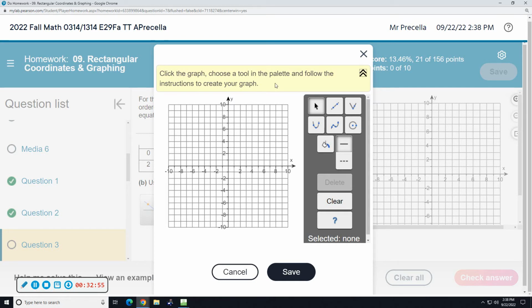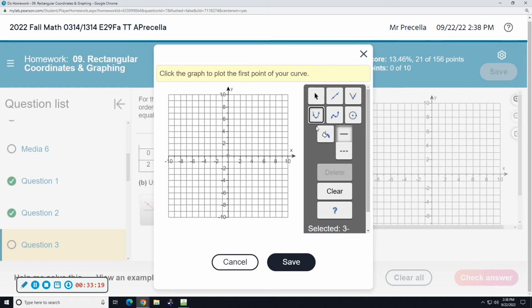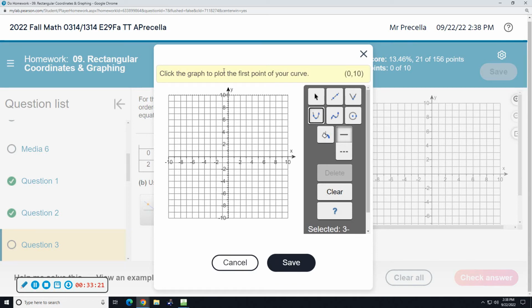Click the graph, choose a tool in the palette, and follow the instructions to create your graph. Okay, which tool are we going to use? The U one, the one that looks like a U. Now, even if this thing winds up being one that opens down, you still use that U-shaped figure. And notice it says 3-point quadratic tool. So we click that tool, and it says plot the first point on your curve.